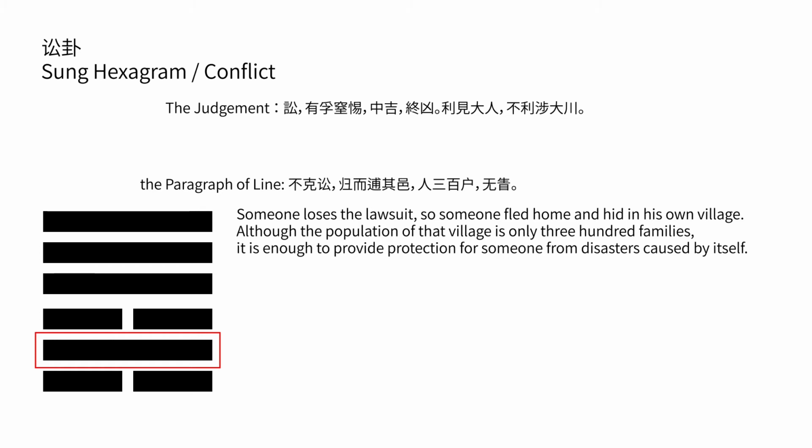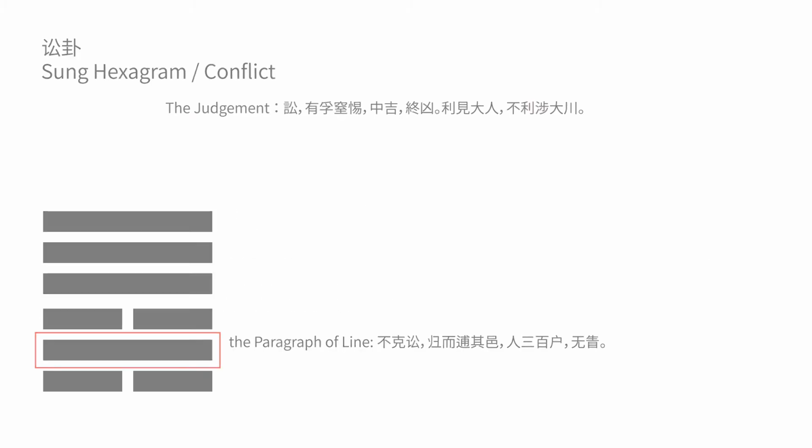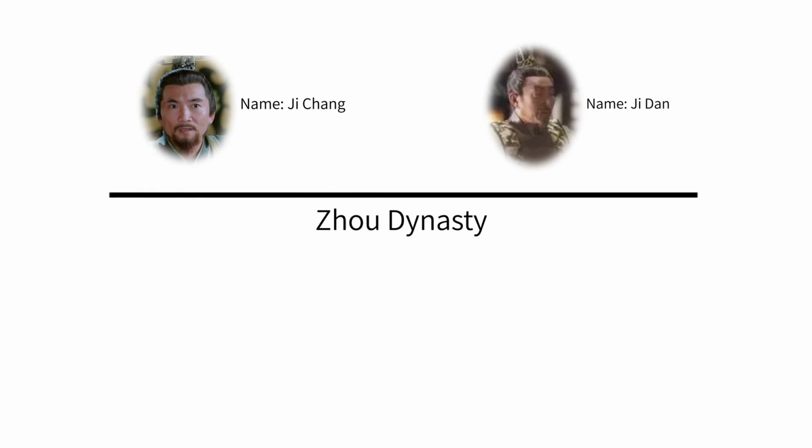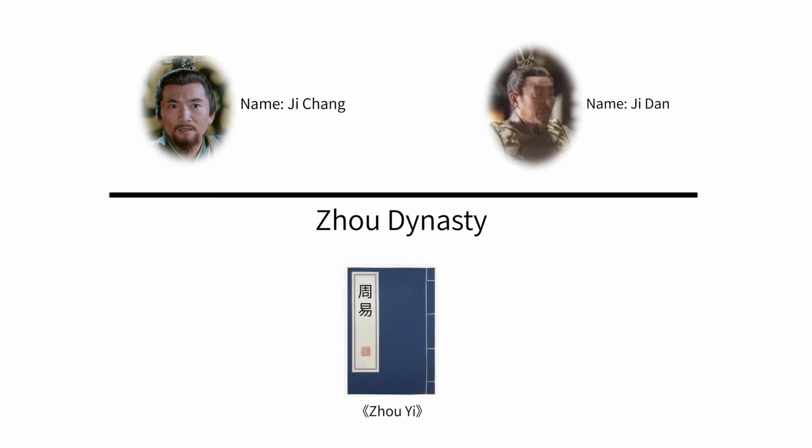caused by itself. Of course, this sentence also has other different interpretations, but today's focus is not on this hexagram. When I introduce this hexagram, I will explain it in more detail. Because the paragraphs of this version of I Ching were written by people in the Zhou dynasty, we call it Zhou Yi.